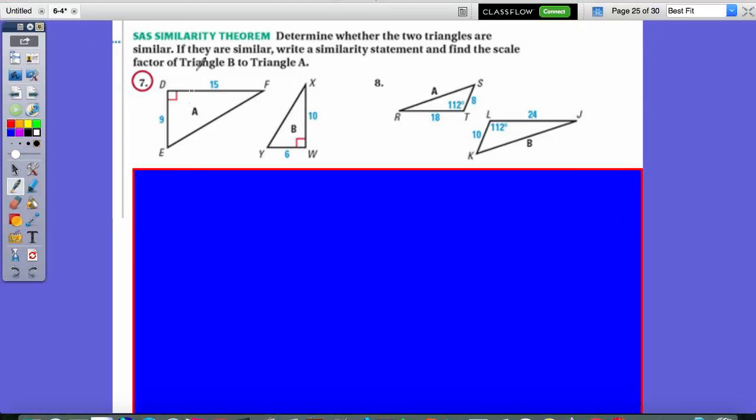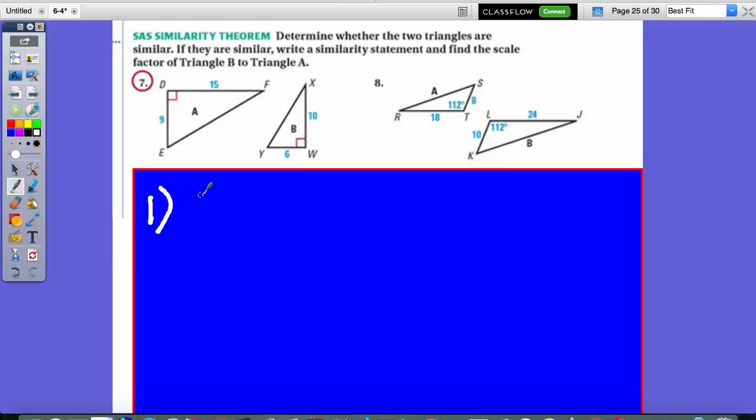So for number 7, and the directions actually say side angle side similarity theorem. Determine whether the two triangles are similar. If they are similar, write a similarity statement and find the scale factor of triangle B, triangle A. What I said I wanted you to do was look at these drawings, see if they were similar, and write it like a proof.